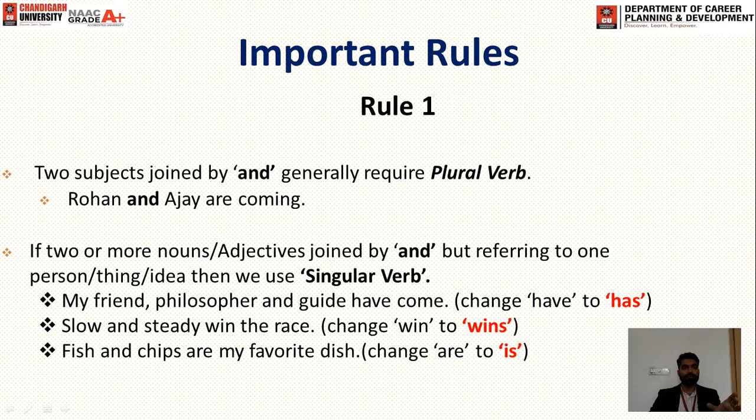Fish and chips, actually it's a whole meal. I'm not saying it differently. Fish, I know it's different. Chips, it's also different. But now it's a complete meal. It's one meal. Okay, fish and chips. It's a combination of two things. Now a combination of two things is one for me. So "fish and chips are my favorite dish" is wrong. "Fish and chips is my favorite dish." I hope you are following me on these rules.